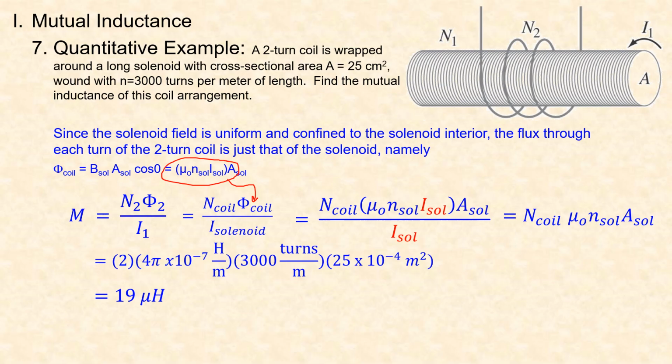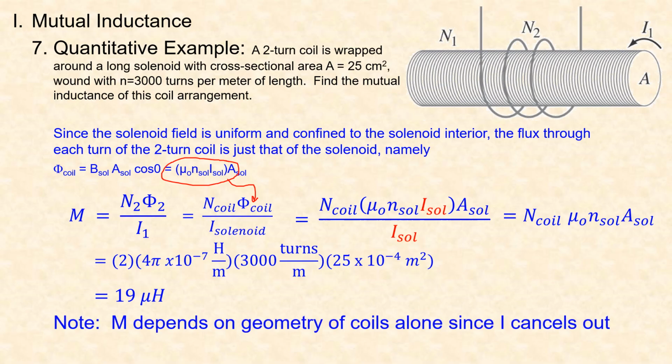So a henry is a rather big unit of inductance. We'll point out once again that the value of mutual inductance depends only upon the geometry of the coils, not on the current. You see that the current cancels out, so that proportionality constant, mutual inductance, has no dependence on which coil is powered or even whether or not there is any power to a given coil. It depends only upon the geometry and the arrangement of those two coils.